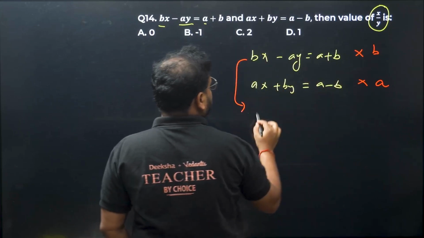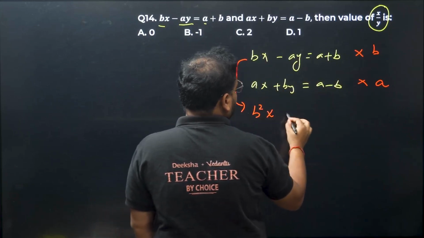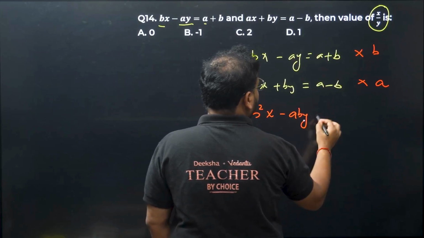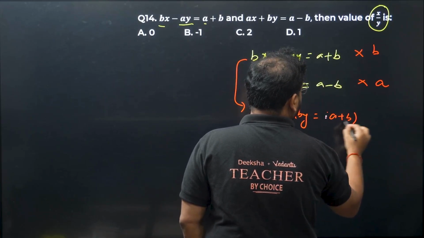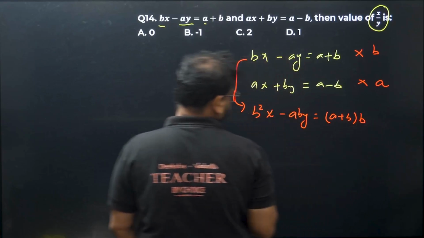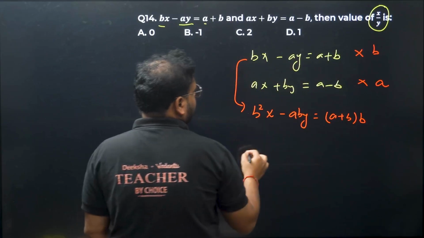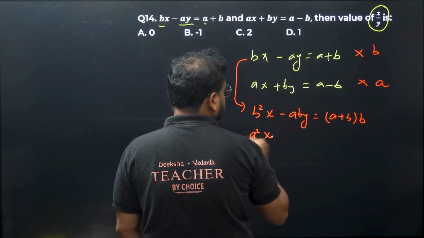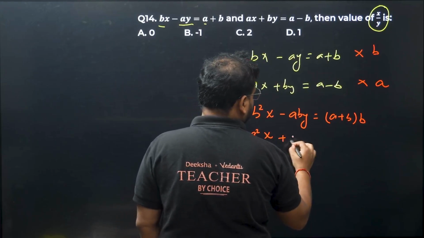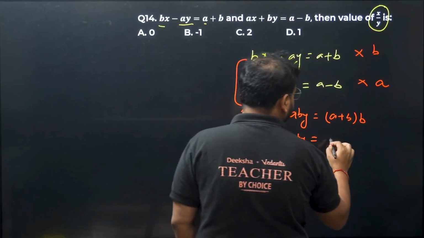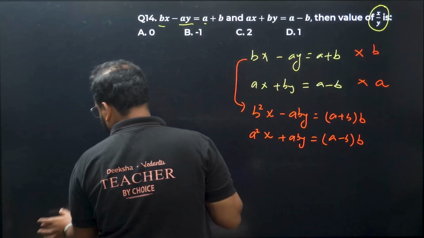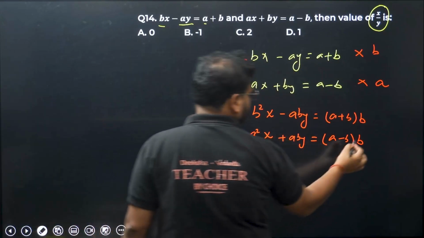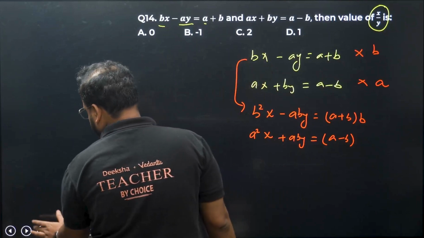Check, this becomes b square x minus aby equal to a plus b times of b. Okay, and over here I get a square x plus aby equals to a minus b times of a. This is a.